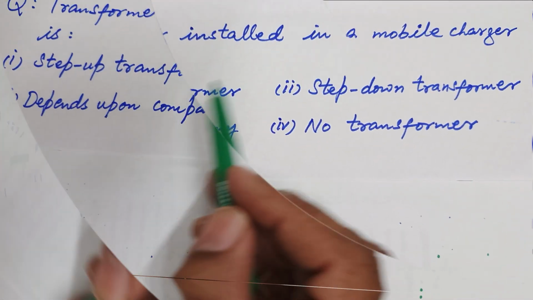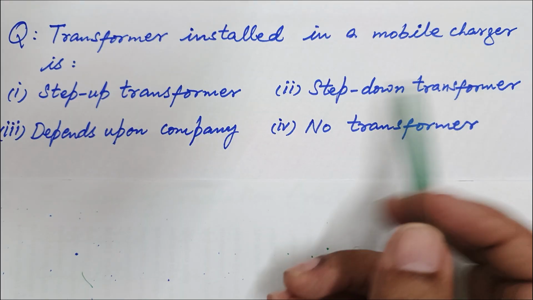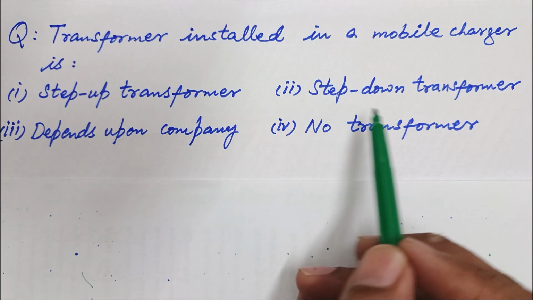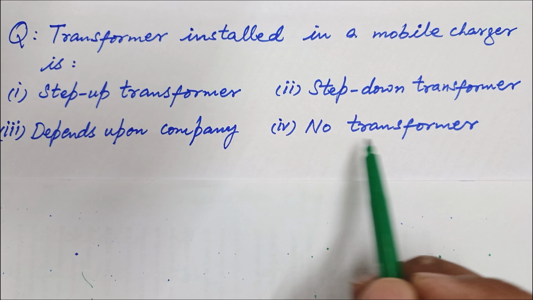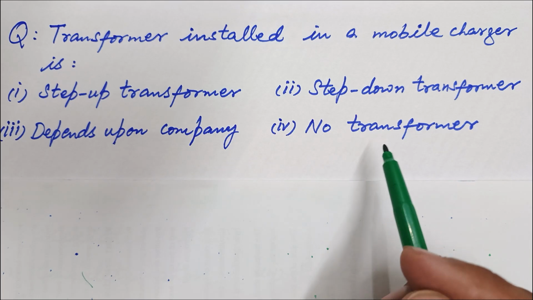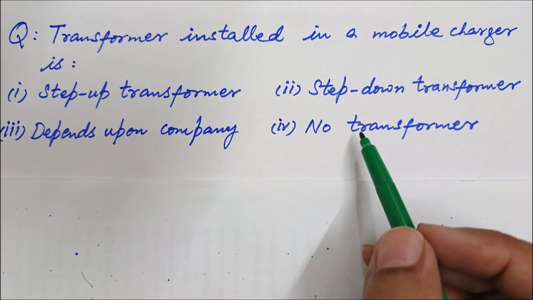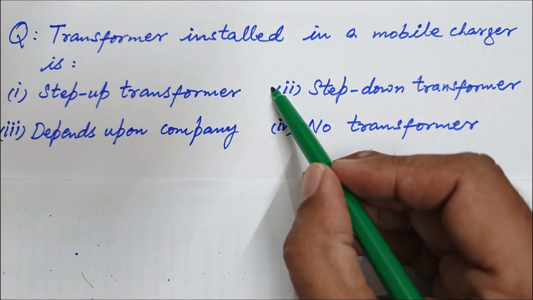Transformer installed in a mobile charger is: step up transformer, step down transformer, depends upon company, no transformer. Now what's your opinion? It is very simple. As it converts a high voltage into low voltage, therefore it is a step down transformer.